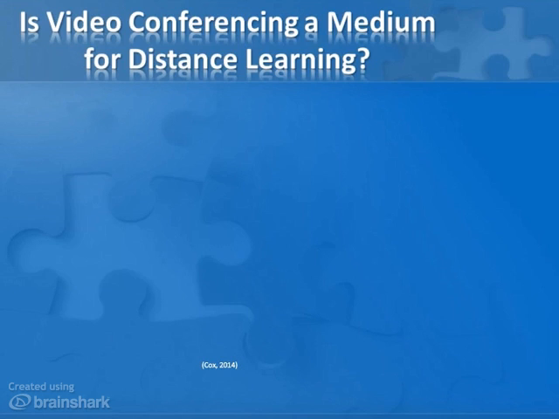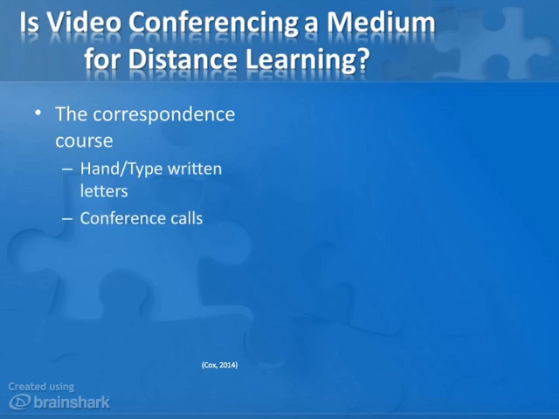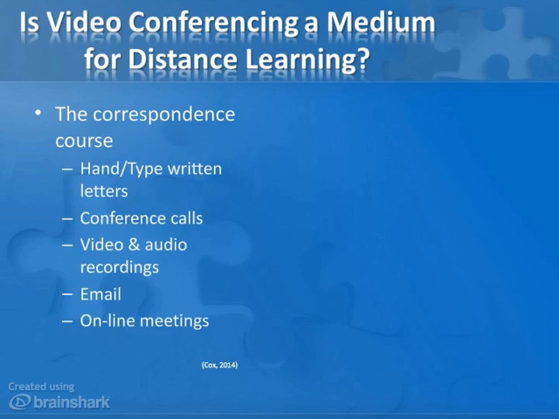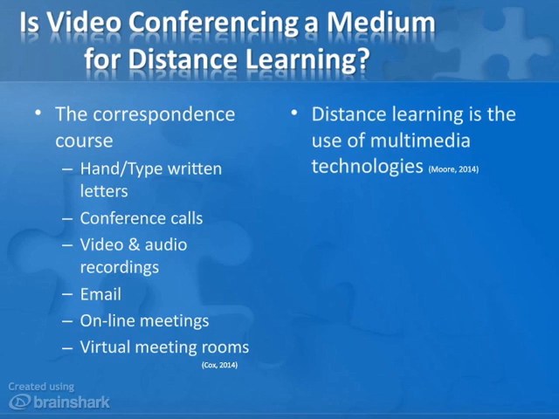Jason Cox of Editorial Today states that distance learning can be defined simply as an involvement of students and teachers who are separated by time and space. Distance education first emerged in the 19th century when it was called a correspondence course. It has evolved through emerging technology, and today, distance education commonly refers to the use of video conferencing technologies as delivery modes. Ryan Moore proposes this updated definition.